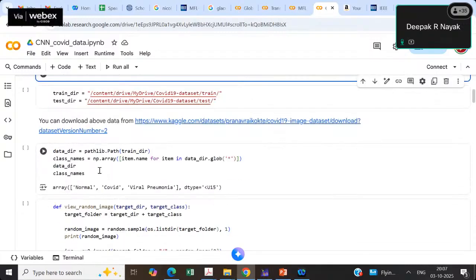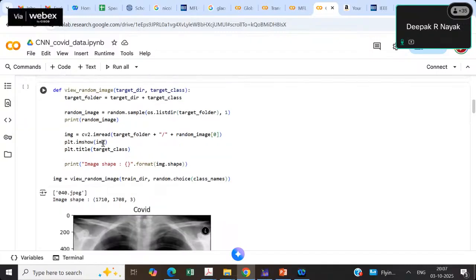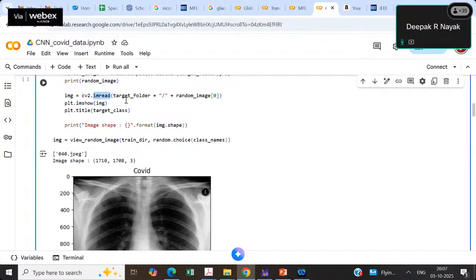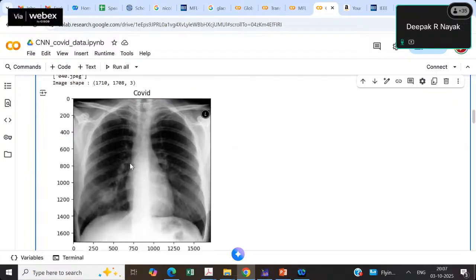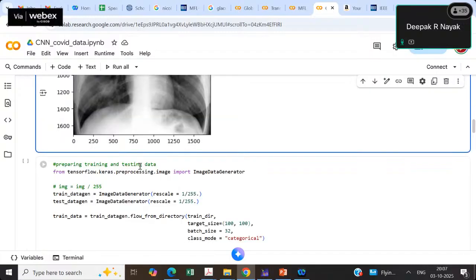Here are some codes to load the data set from the directory, and to visualize some random images available in the data set. You can see there's imread to read the image, and there's the imshow function available in CV2 to display the image. This is how a chest X-ray image looks like, which is from a certain category. There are 3 categories, as I mentioned.